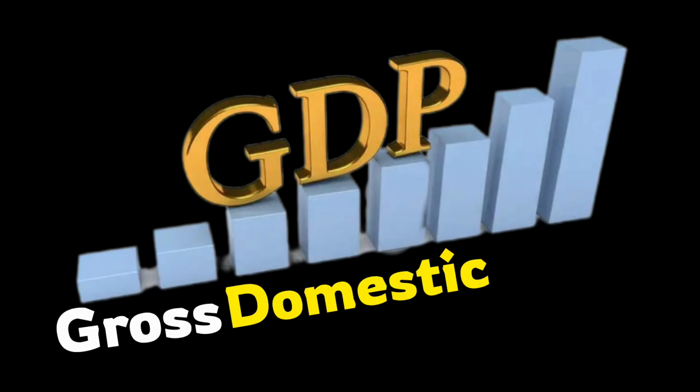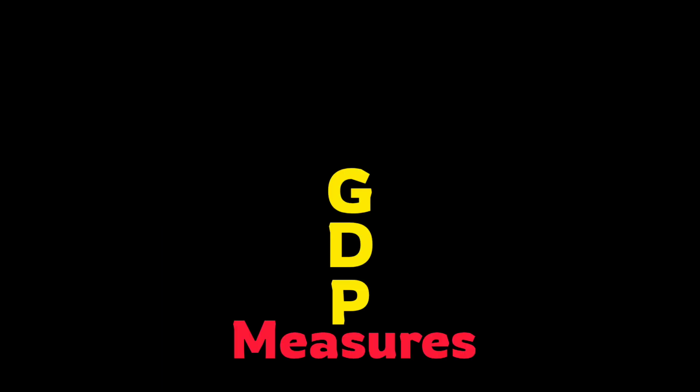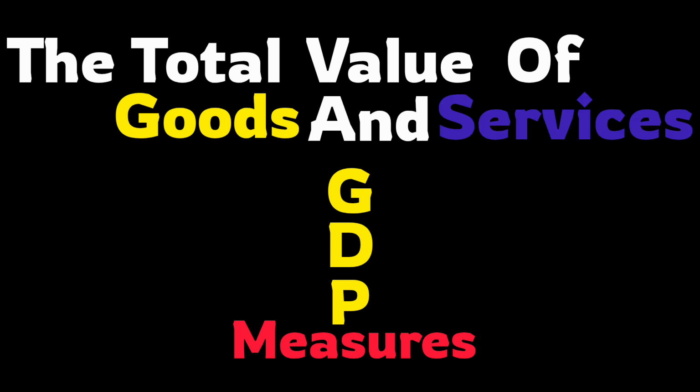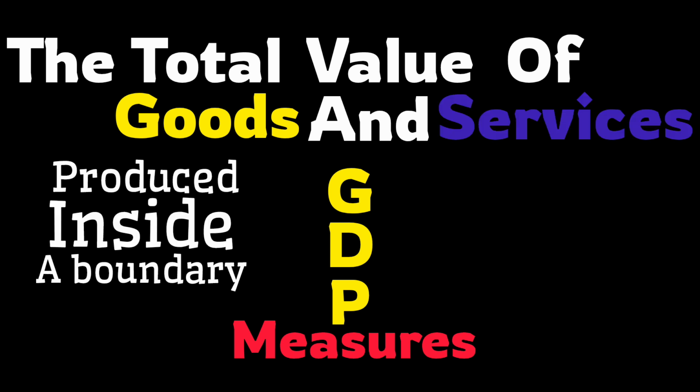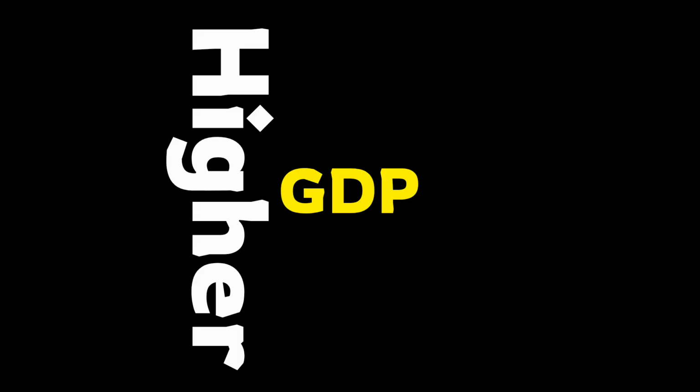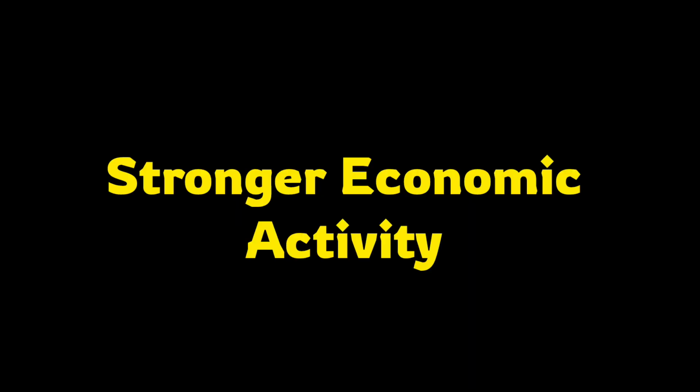How do we measure a country's economy? Using GDP, Gross Domestic Product. GDP measures the total value of goods and services produced inside the boundary of a country. Higher GDP generally means more production, more jobs, stronger economic activity.